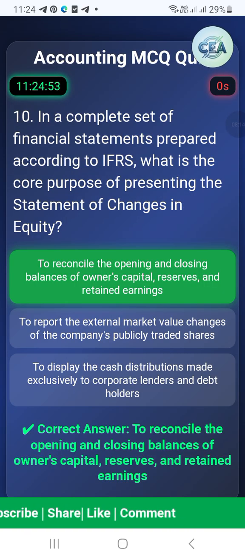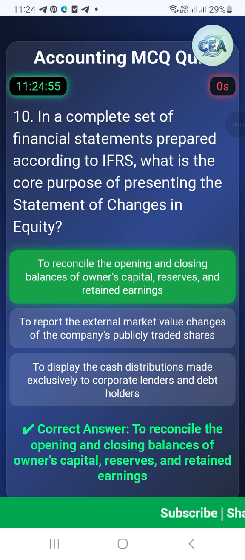Correct answer is to reconcile the opening and closing balances of owner's capital, reserves, and retained earnings.